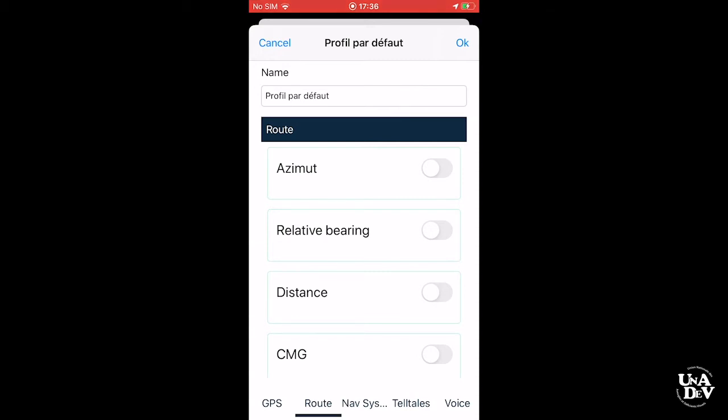Relative bearing. This is the angle formed between our sailboat's forward direction and the direction that should be followed to head straight for the point we are sailing towards. If we head straight towards that point, the bearing is at 0 degrees.